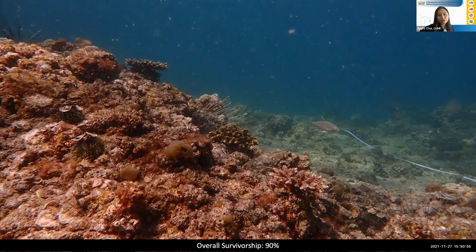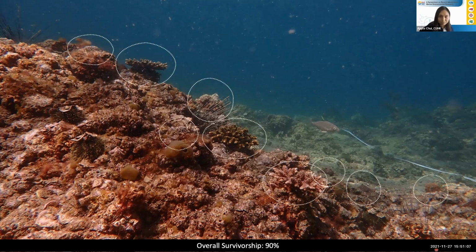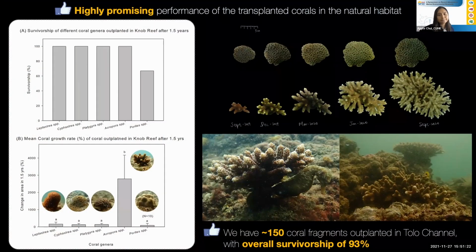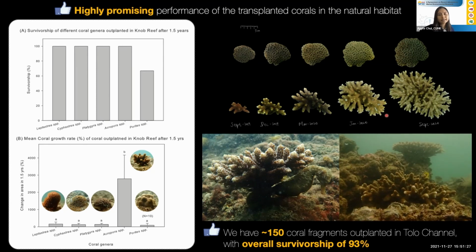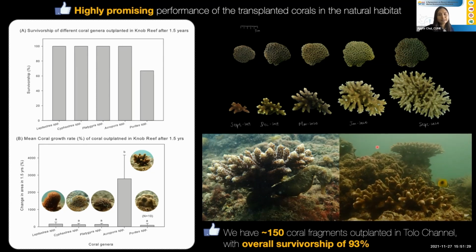So this is some of our ongoing project in Tolo Channel, the Bush Reef and North Reef, and this is a picture from one of the sites. We actually have different species outplanted. And after 2 years, we achieve around 90% survival, which is a very good number in terms of survival after outplanting. And as for the growth, we have five genera outplanted actually, so these are two quick examples.